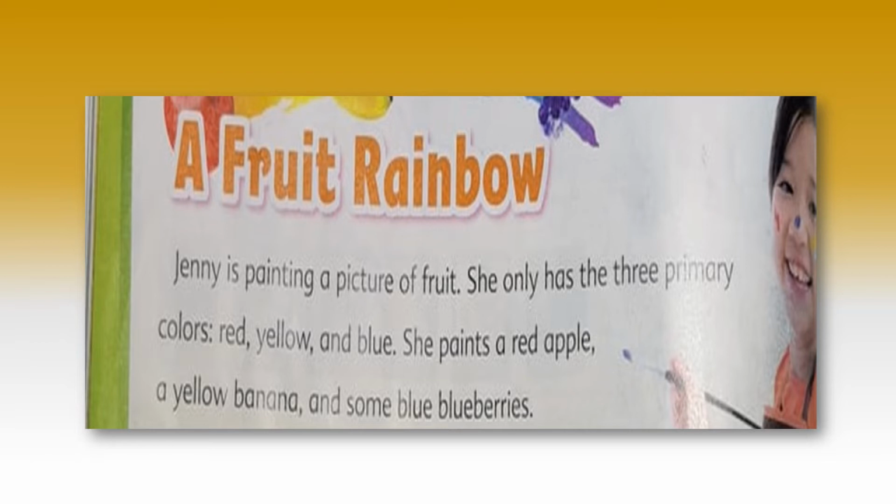Here we go. A fruit rainbow. Jenny is painting a picture of fruit. She only has the 3 primary colours: red, yellow, and blue. She paints a red apple, a yellow banana, and some blue blueberries.